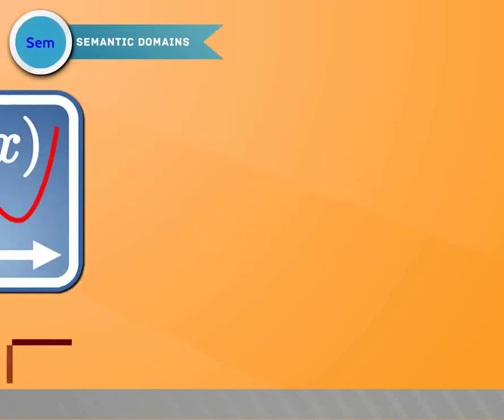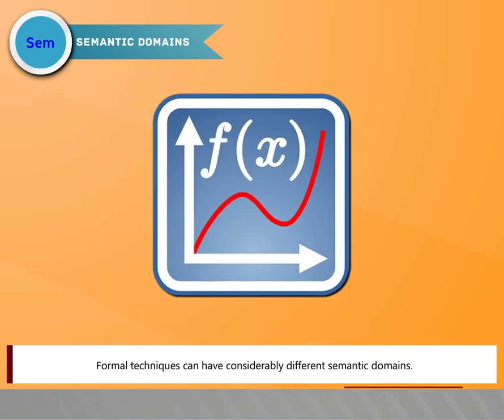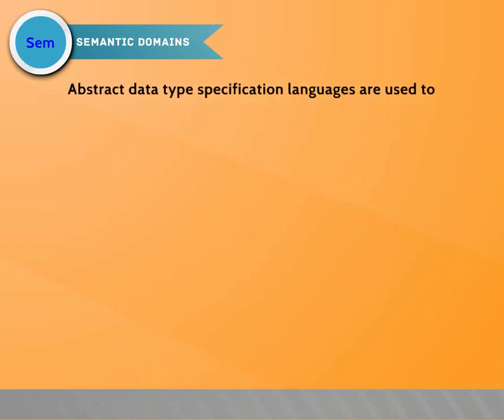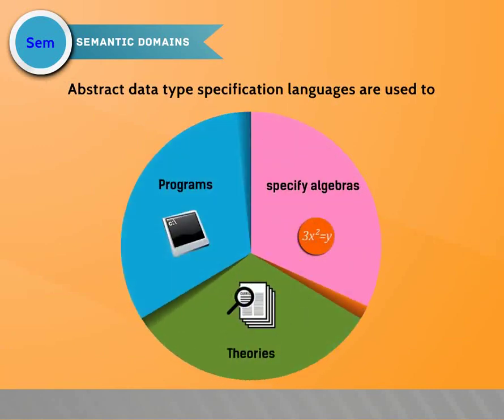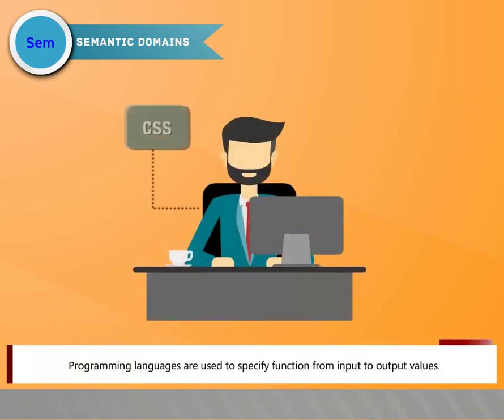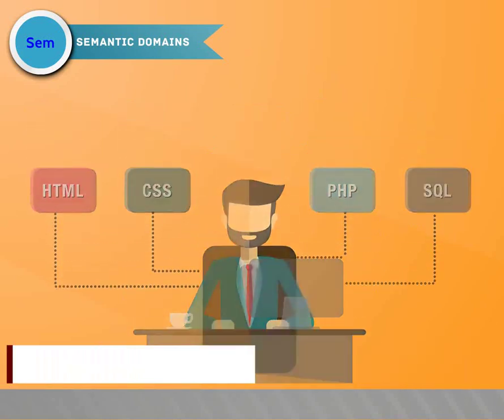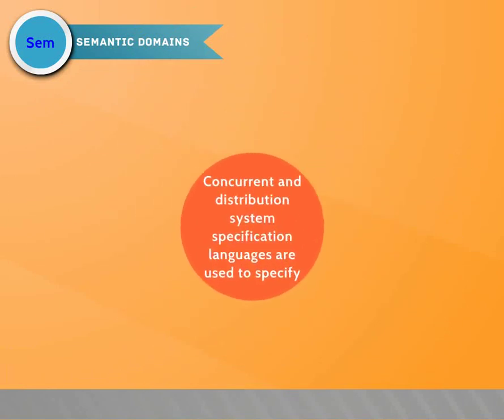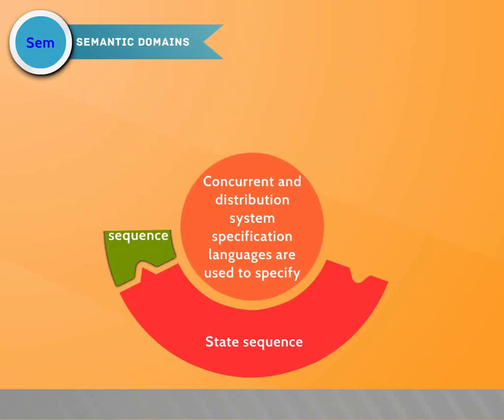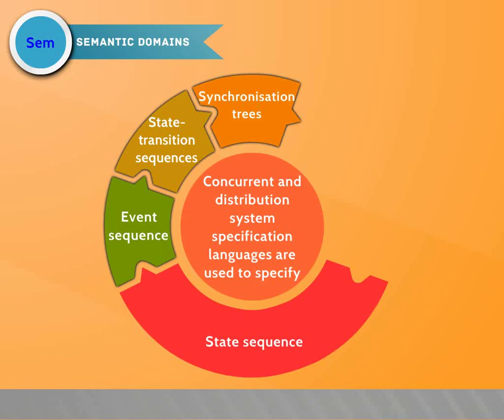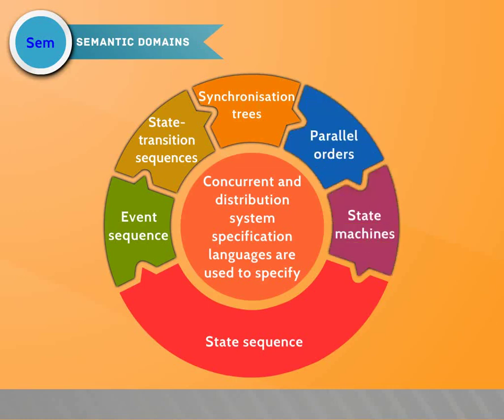Semantic domains. Formal techniques can have considerably different semantic domains. Abstract data type specification languages are used to specify algebras, theories, and programs. Programming languages are used to specify functions from input to output values. Concurrent and distributed system specification languages are used to specify state sequences, event sequences, state transition sequences, synchronization trees, partial orders, state machines, etc.